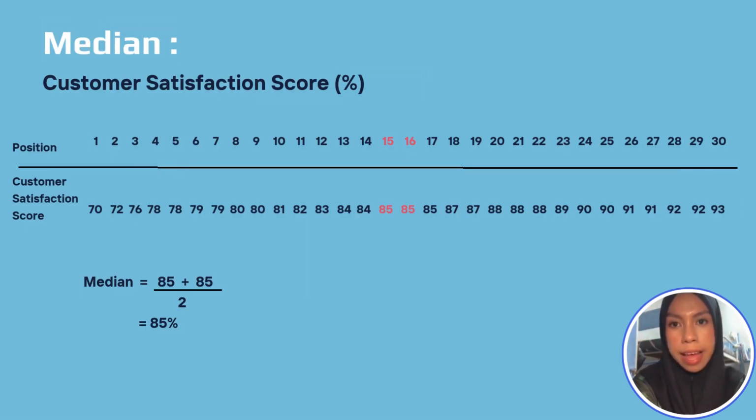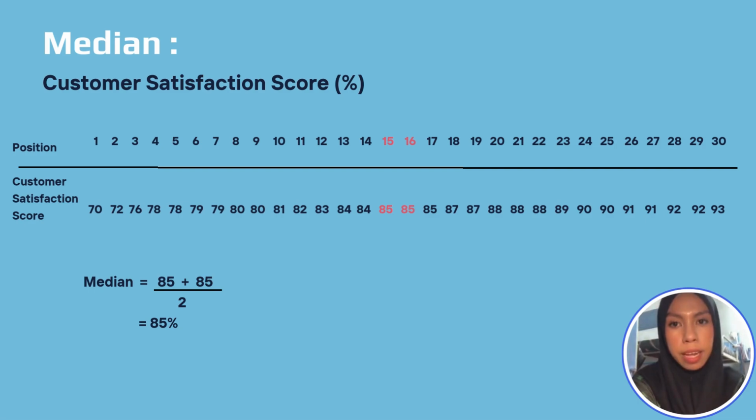Next is median. As we know, median is the value that lies in the middle of a dataset when the numbers are arranged in order. The first thing we need to do is to rearrange the data. So, this is the data that I have arranged from lowest to highest.